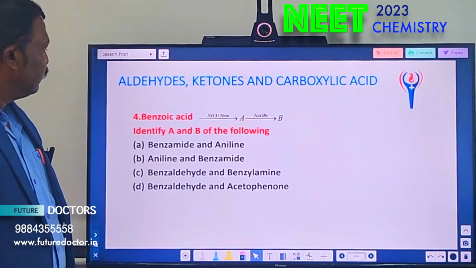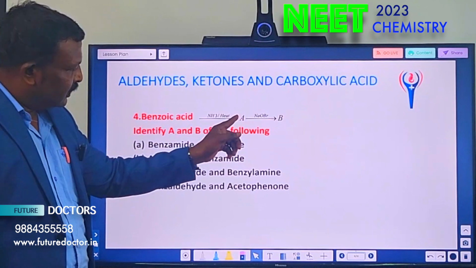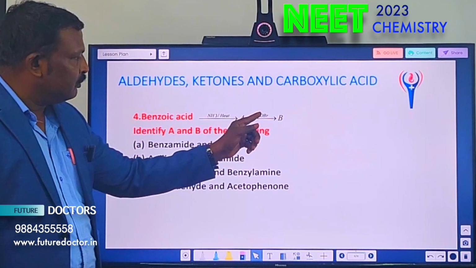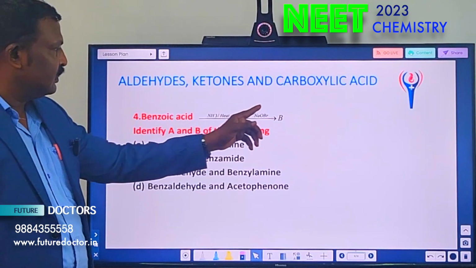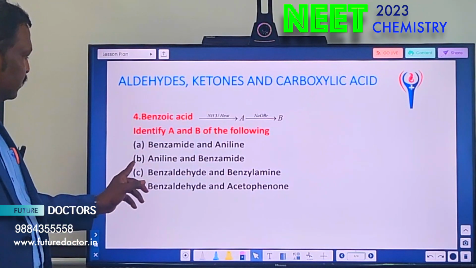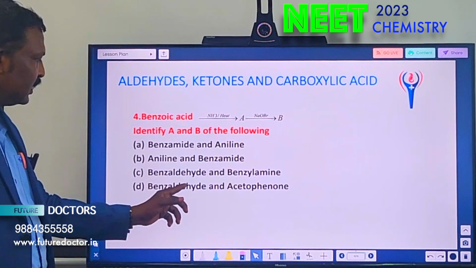Next one, question number 4. Benzoic acid reacts with ammonia in the presence of heat to get A. Then A gives B when it reacts with sodium hypobromite. Okay, identify A and B of the following. It's a question, so we have to find out A as well as B. Option A, benzamide and aniline. Option B, aniline and benzamide. Option C, benzaldehyde and benzylamine. Option D, benzaldehyde and acetophenone.